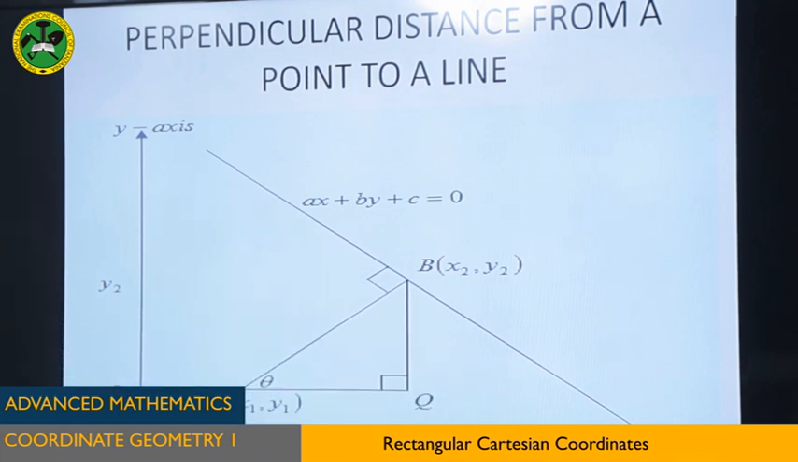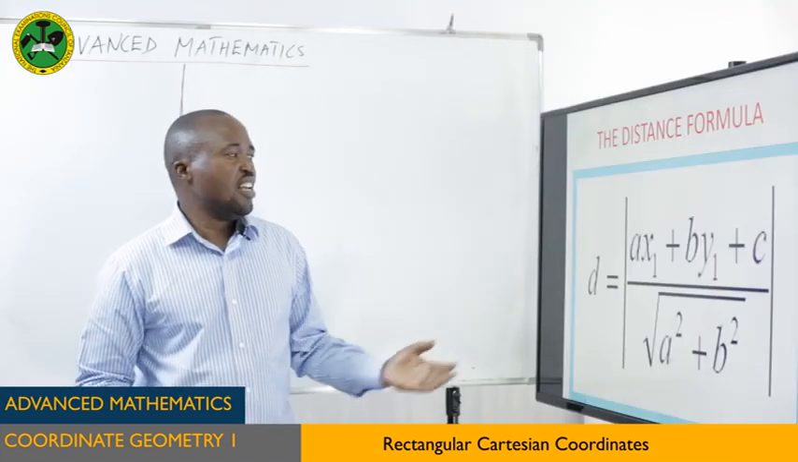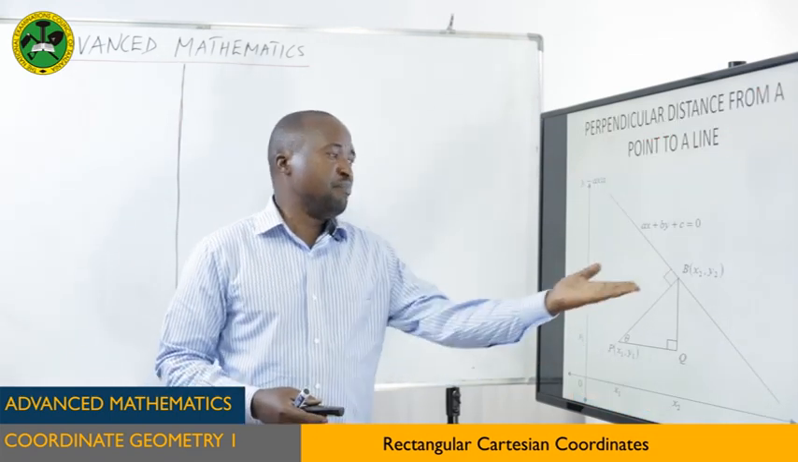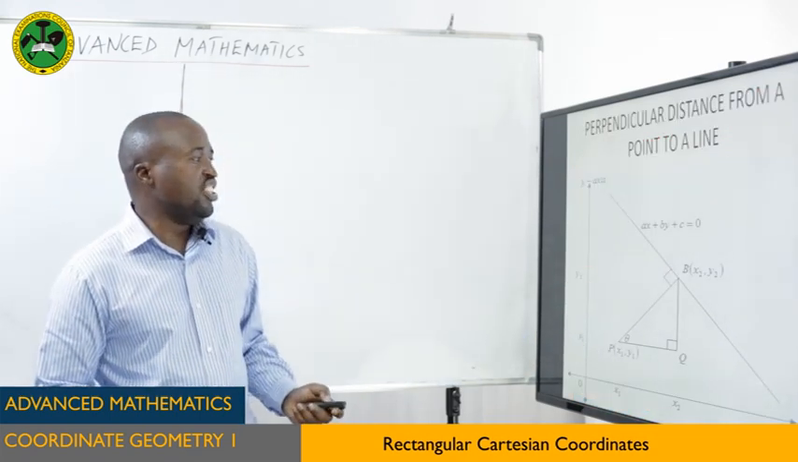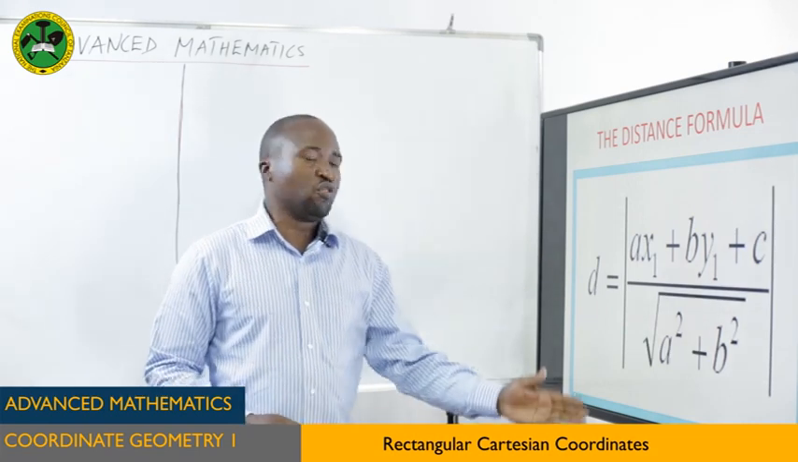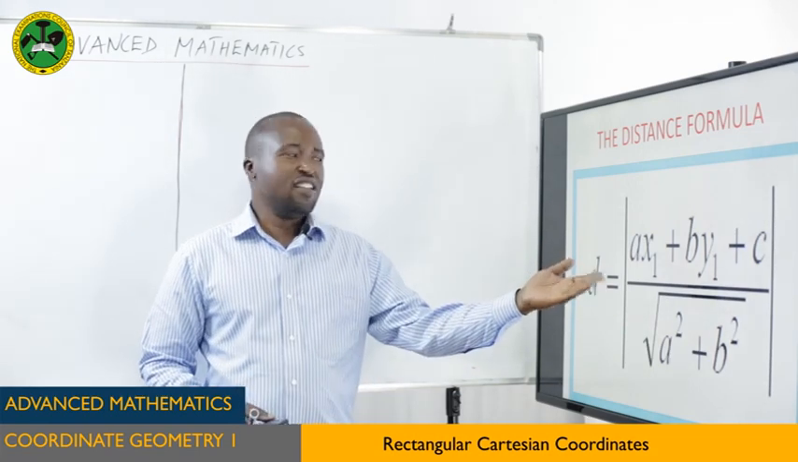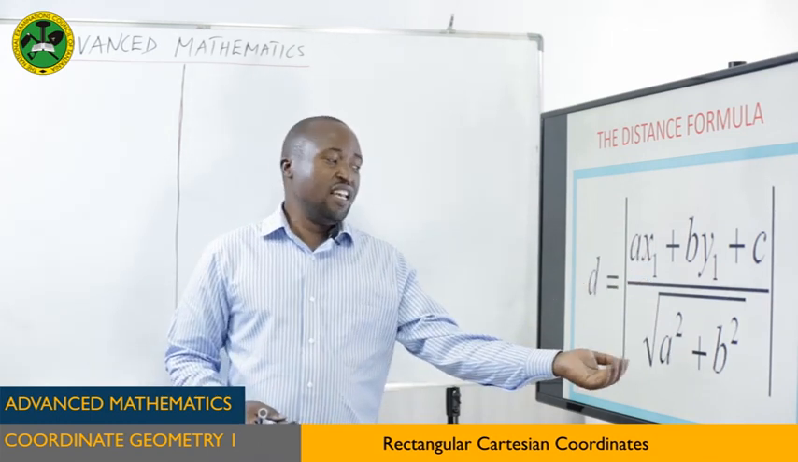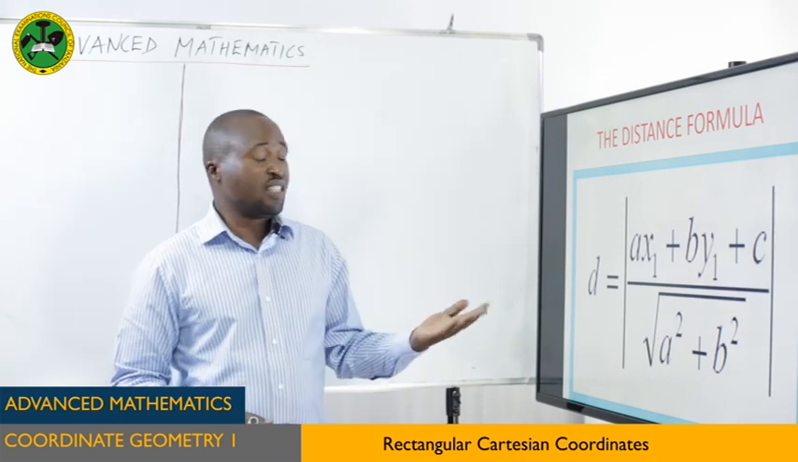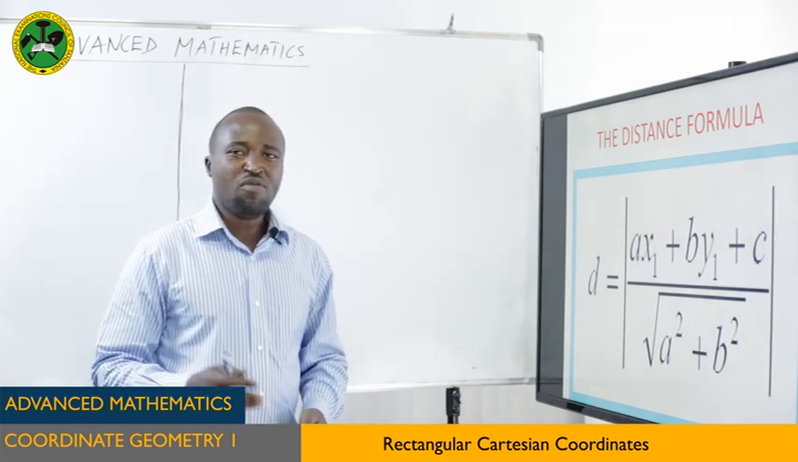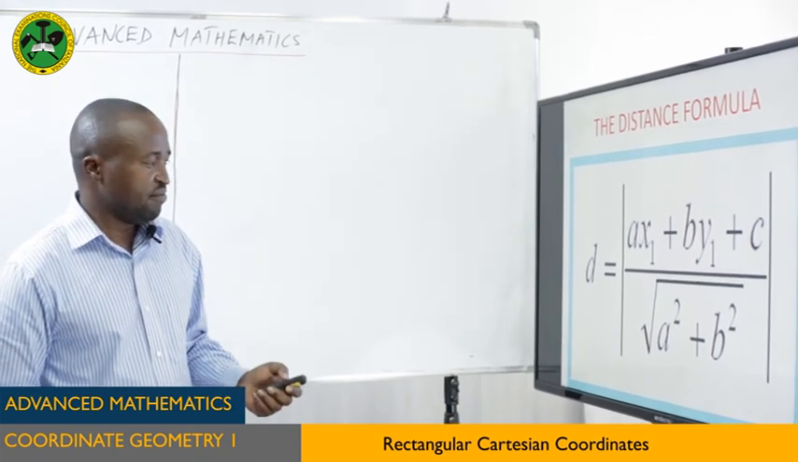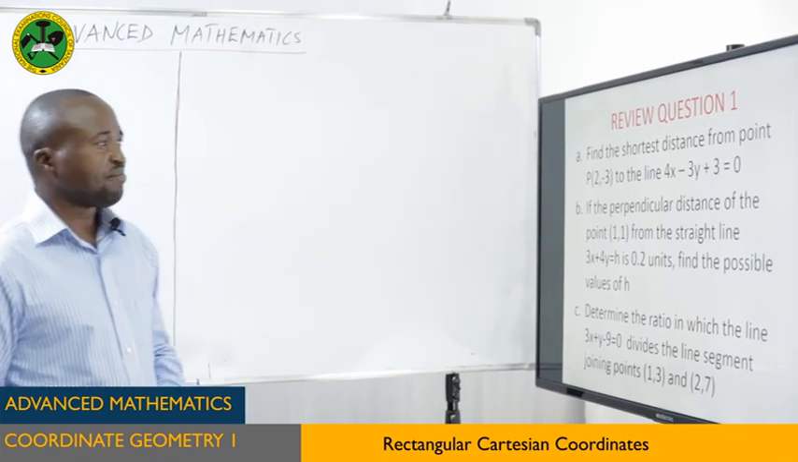Now, what is the general formula that you are going to use to find the perpendicular distance? The general formula is here. So to find that perpendicular distance, which is PB, is called D. So D is equal to the absolute of AX plus BY plus C over the square root of A squared plus B squared. So that is how to find the perpendicular distance. Now, my dear student, let us see how this formula is very useful to some of the questions. And here we have the review questions.